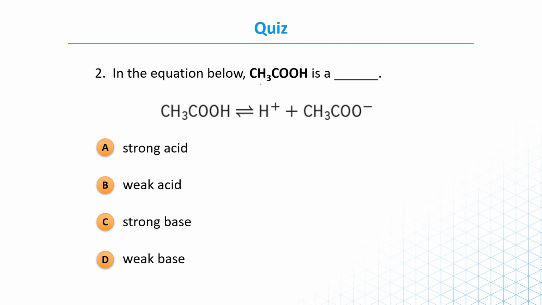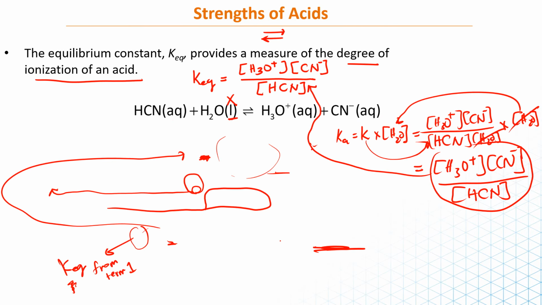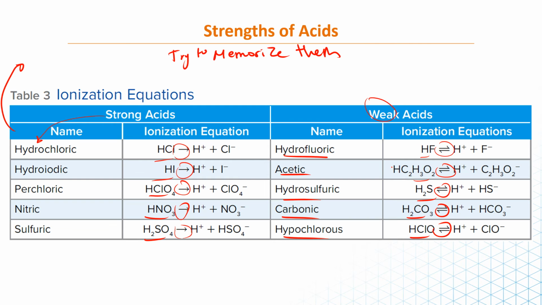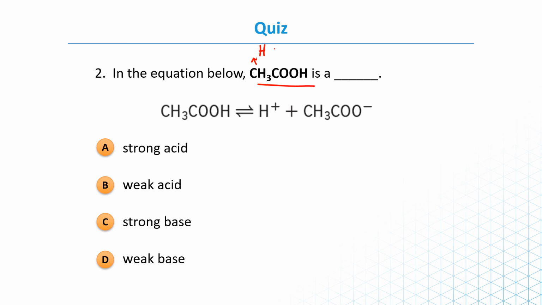In the equation below, CH3COOH is, as I told you, the same as the H that is here. Let me show it to you. Yeah, this thing, guys, is the same as CH3COOH. It is the same acetic acid, okay? So it is HC2H3O2. So because of the double arrow, it's a weak acid.